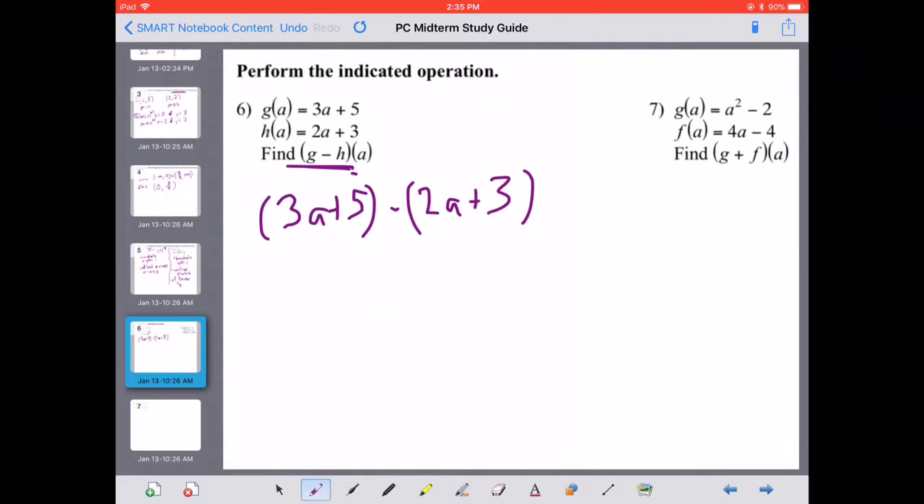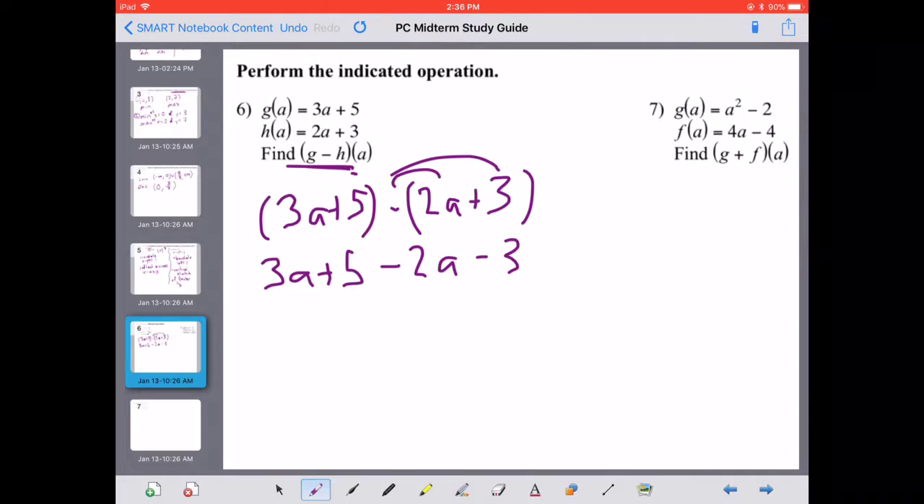When we do this, now let's try to get rid of our parentheses. So we have 3a plus 5, and then minus. We need to distribute that minus sign, so we get 2a minus 3. Now we just need to combine like terms. 3a and 2a are like terms, and this is one we said we were all pretty comfortable with, so we get 1a, and then 5 and negative 3 are like terms, so we get plus 2. We can clean that up. We don't need that coefficient of 1 in front of the a, so we get a plus 2.